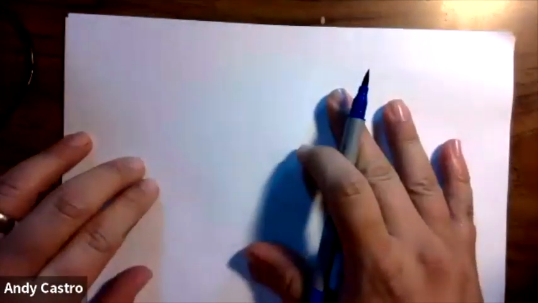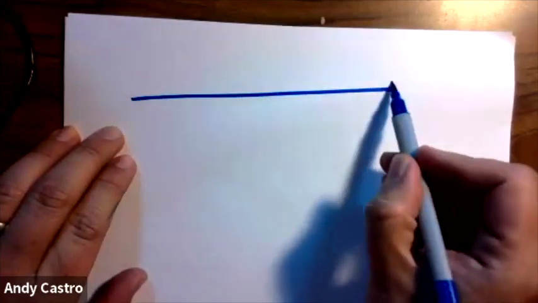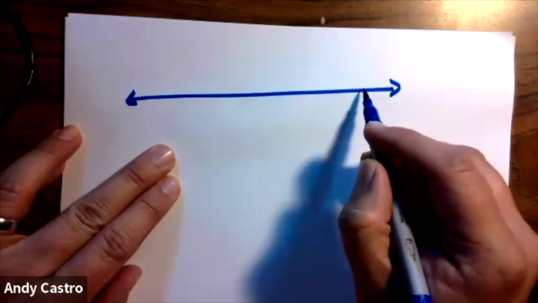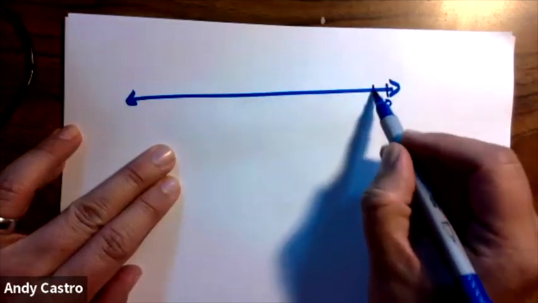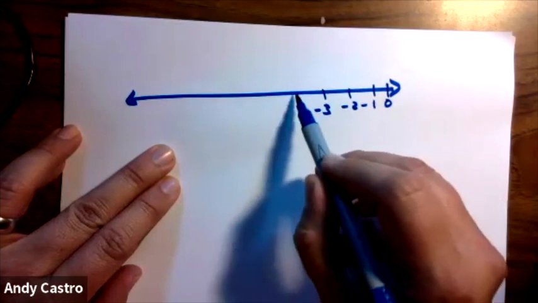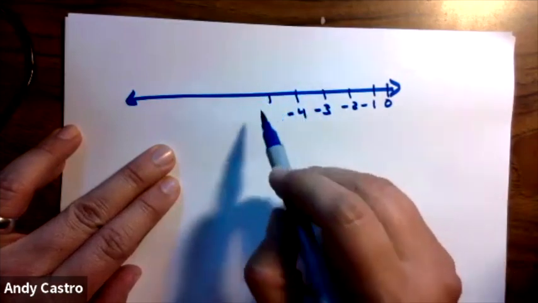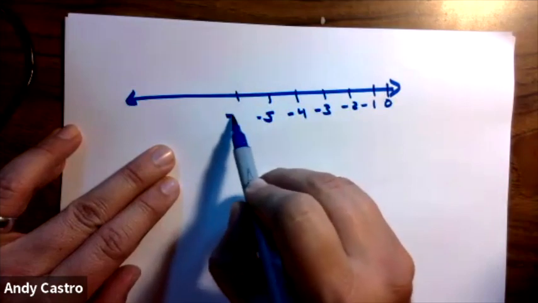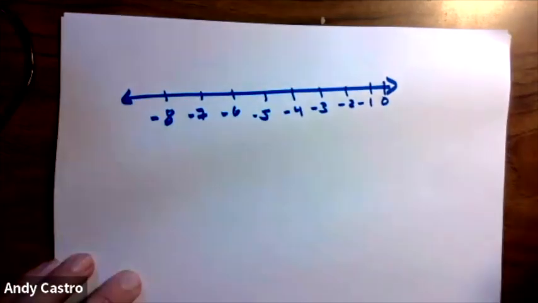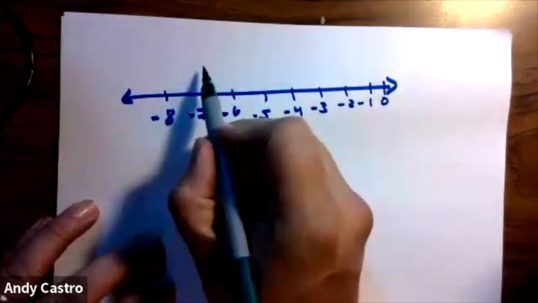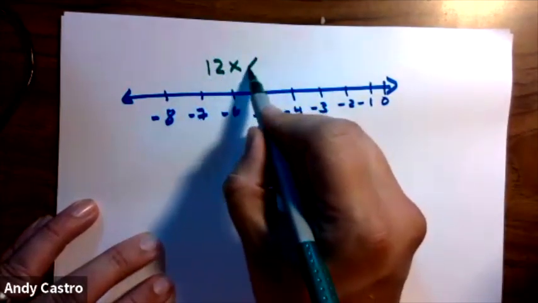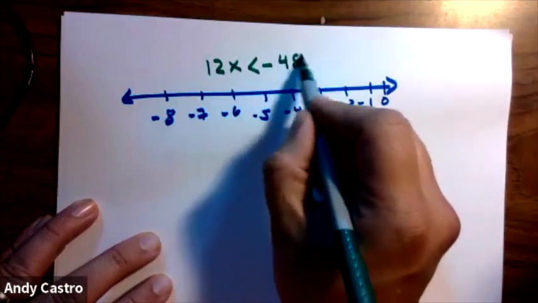Look at this one. It's going to be 0, -1, -2, -3, -4, -5, -6, -7, -8. Okay. And the inequality is 12 times x is less than -48.